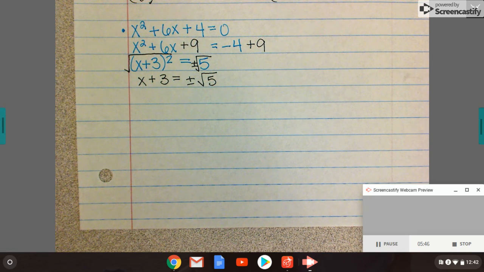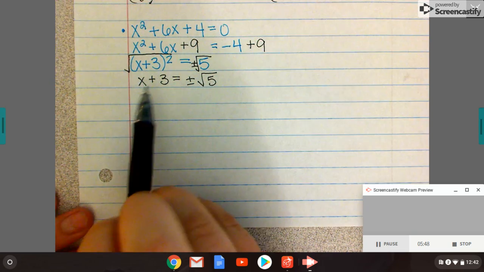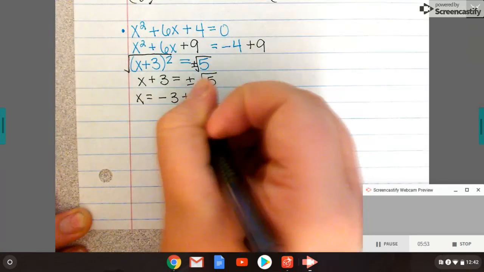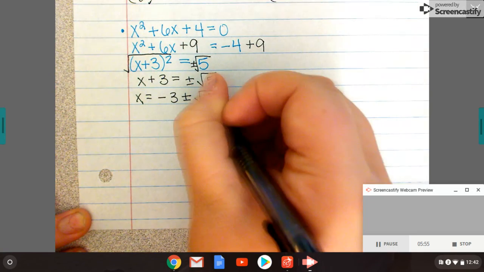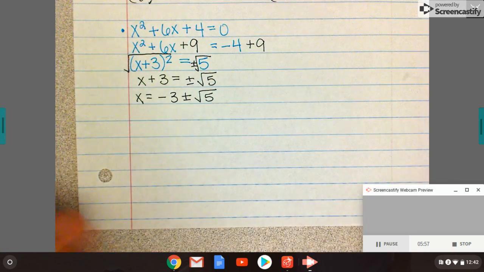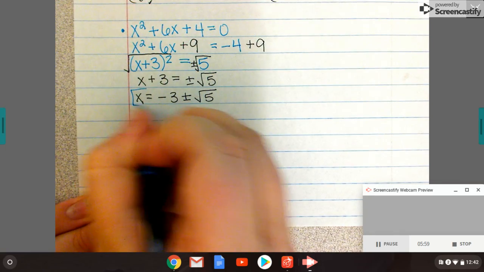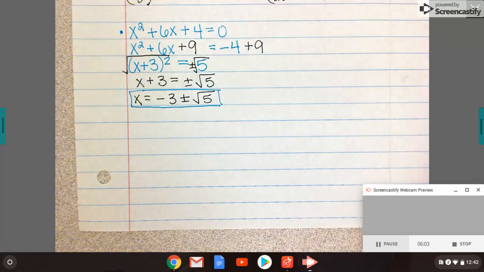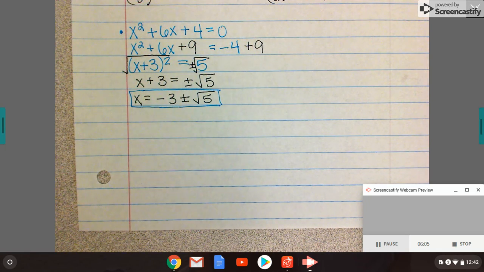I'm done when I have x by itself, so I still need to move this 3 over. I'm going to move it over to the front spot. That way I have x equals negative 3 plus or minus root 5. So there's my final answer. If I could have simplified my square root, I would, but I can't do anything with 5, so I'm all done there. Let's do another one.